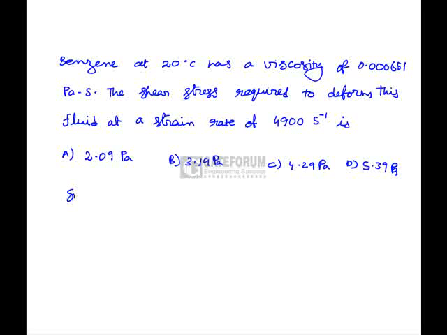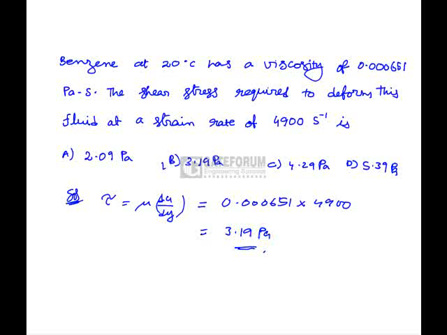From the solution, shear stress for a flowing fluid is given by mu into du by dy, where mu is the coefficient of viscosity and du by dy is the rate of strain. So here mu is already given, a value of 0.00061, and the strain rate is 4900 per second, which gives a value of 3.19 pascals. So in the options, the correct option is B. B is the right answer.